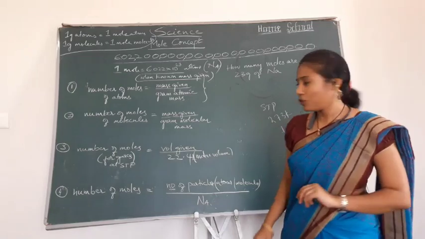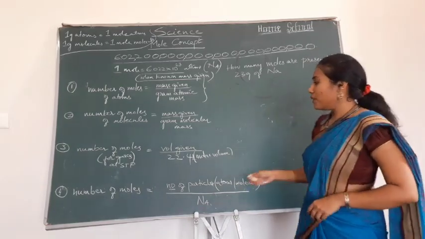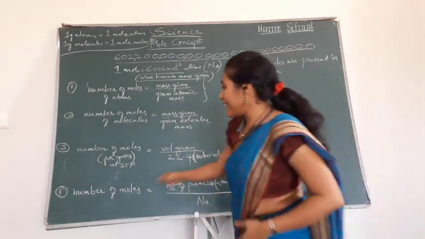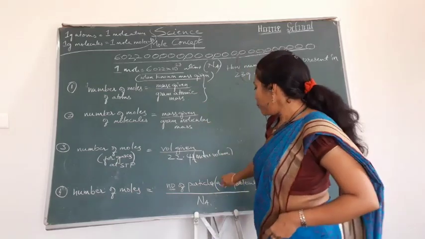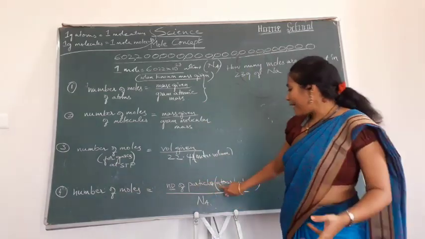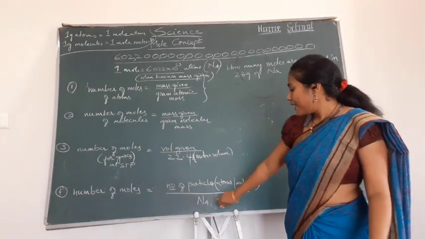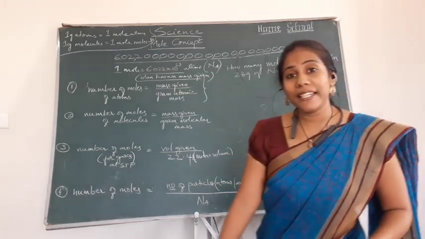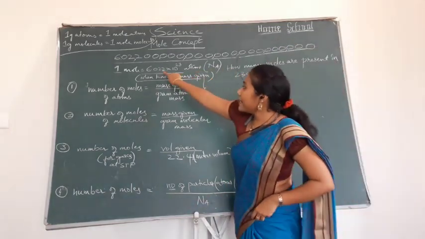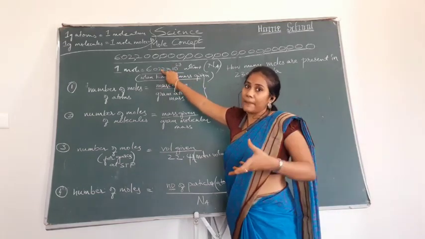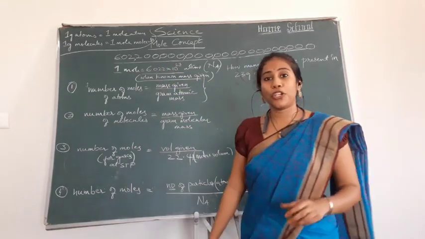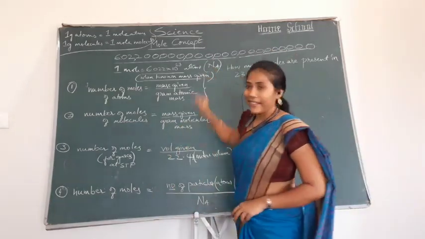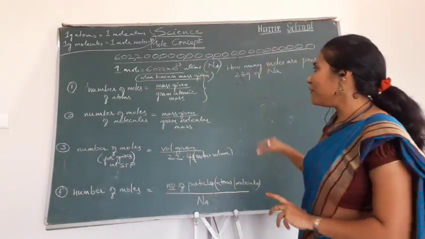The value of molar volume is 22.4 liters. And if they give the number of atoms or molecules in a question and ask you to calculate the number of moles, you can use this formula: number of particles, which may be atoms or molecules, divided by Na. Na is called Avogadro's number. Whatever number we represent as 1 mole, that number we also call Avogadro's number, represented with the letter Na.